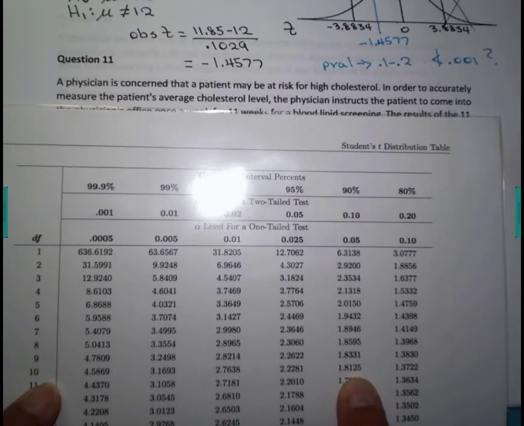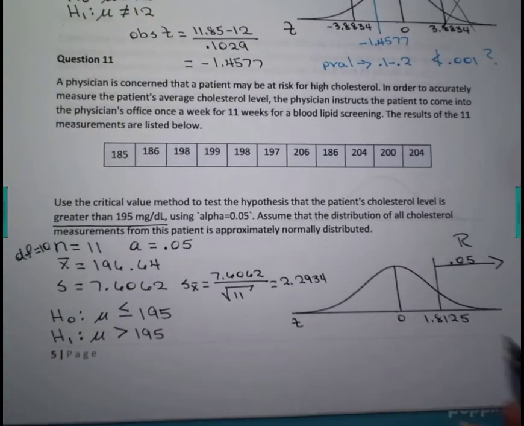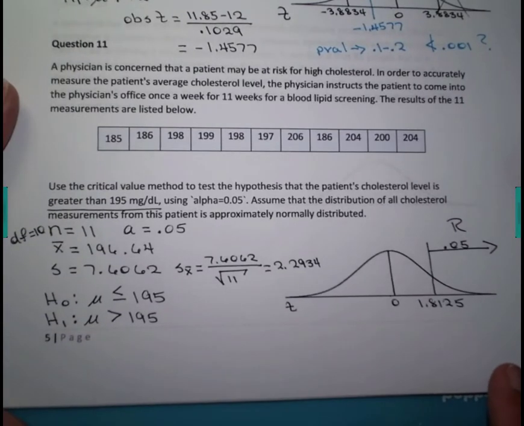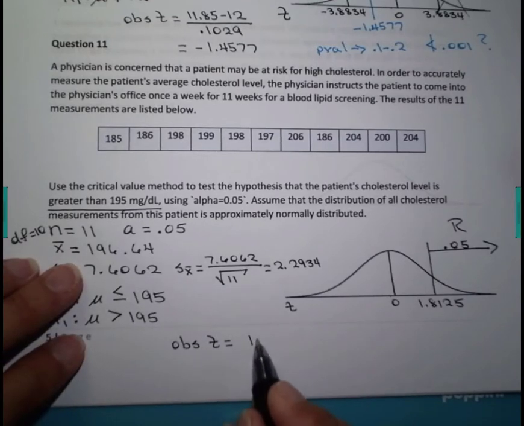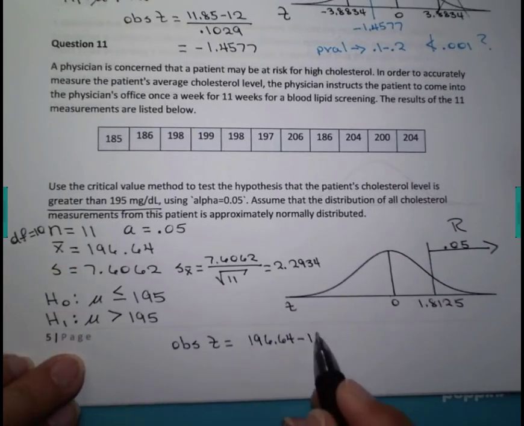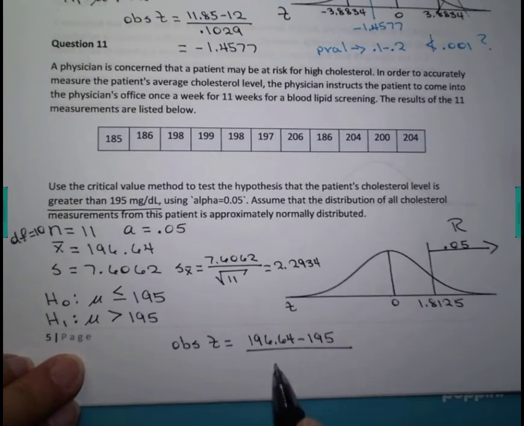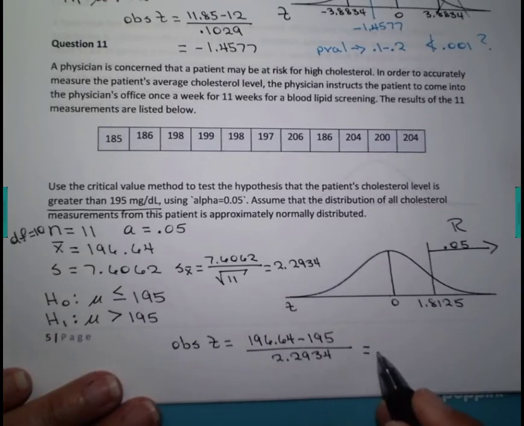So I come up with a t-score of 1.8125. There's my t-score. That would be my critical value, that's my cutoff value. All right, so let's calculate what the observed value is, see where it falls. Observed value of t is going to take my test that I did, the sample mean, subtract what's in the hypothesis statement, which is the 195, and divide it by the standard deviation that I had to adjust. I come up with 0.7151, okay?